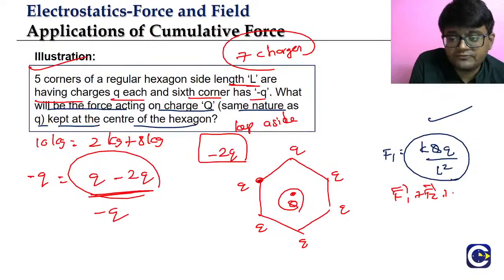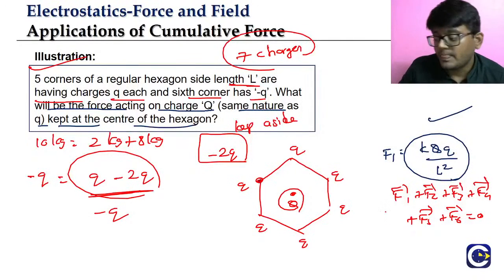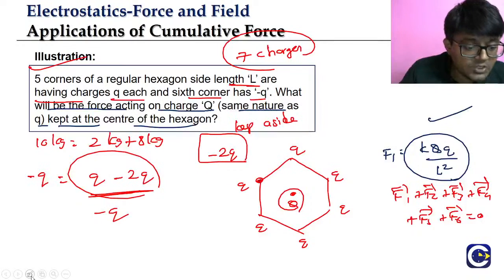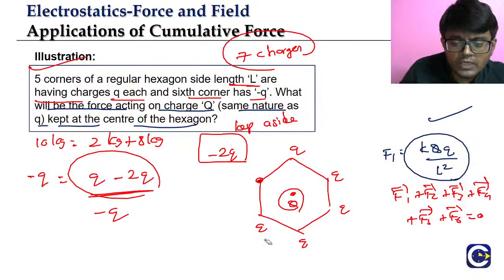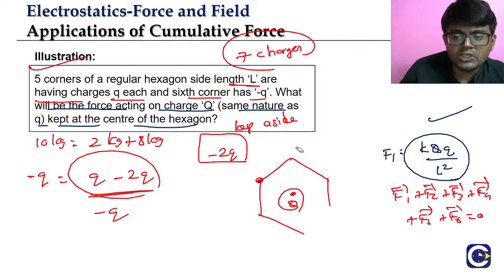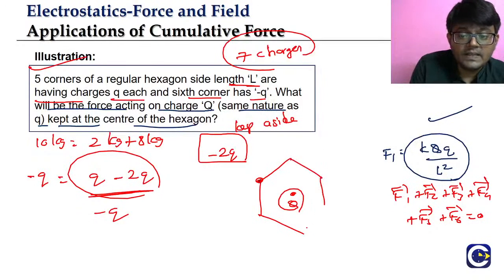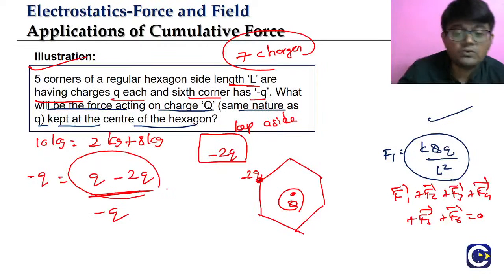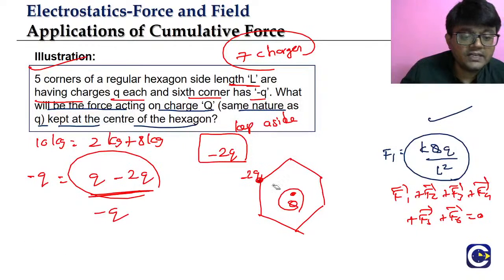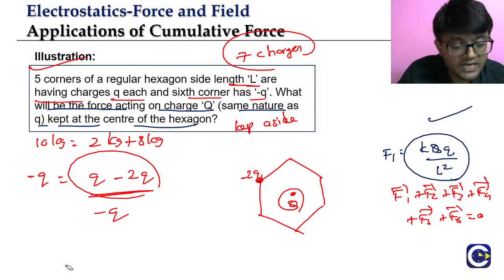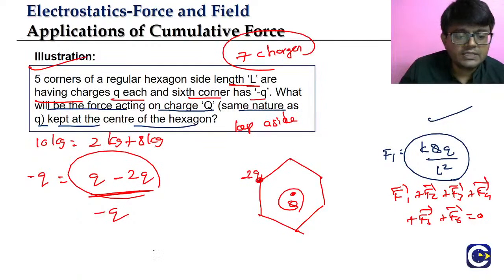F1, F2, F3, when we add them, because of the symmetry principle they all add up to 0. Only F7 is pending, that is, the force because of that particular 7th charge. What is that 7th charge? It is the minus 2q charge, which is here. So this is the 7th charge, and now we have to find the force because of that minus 2q charge.